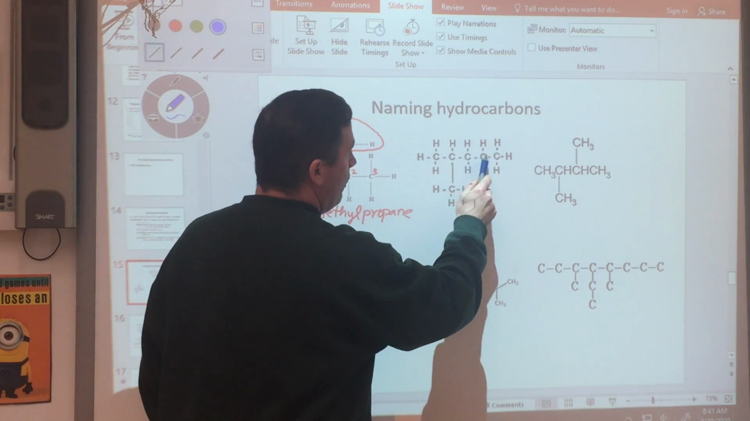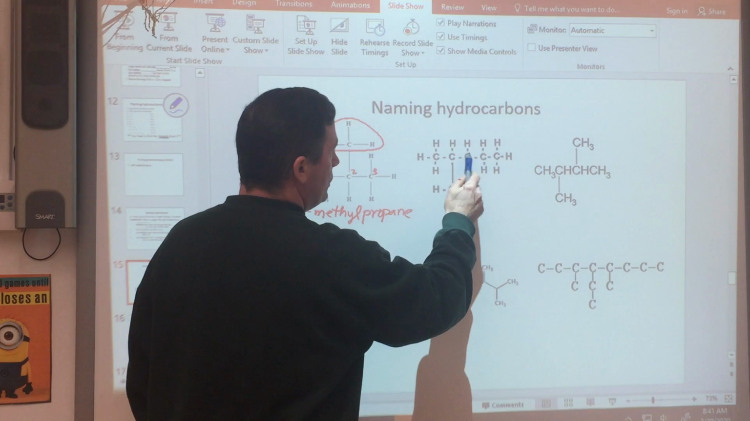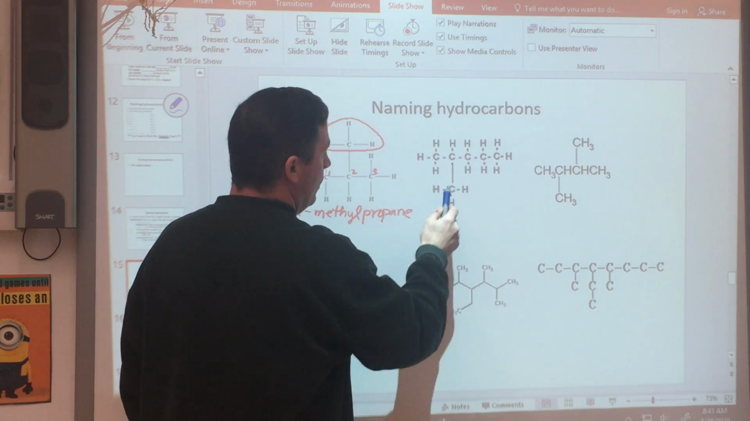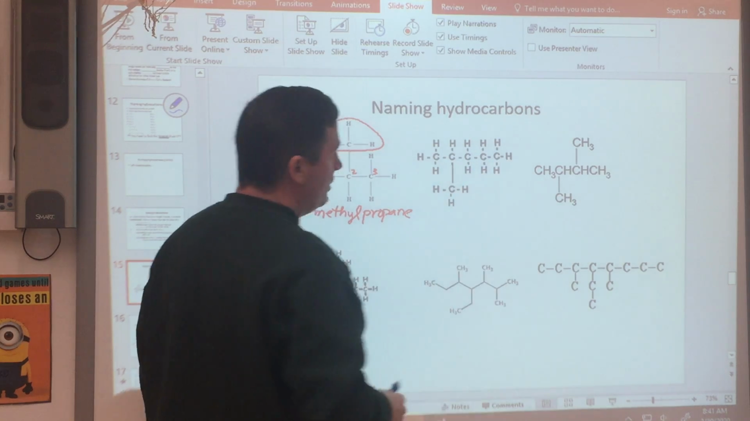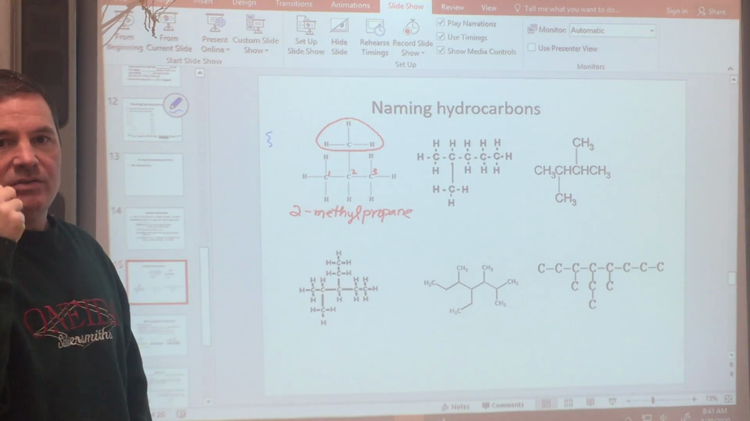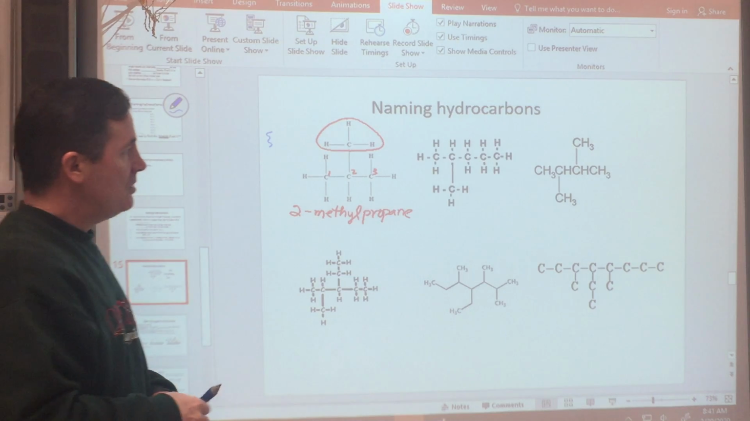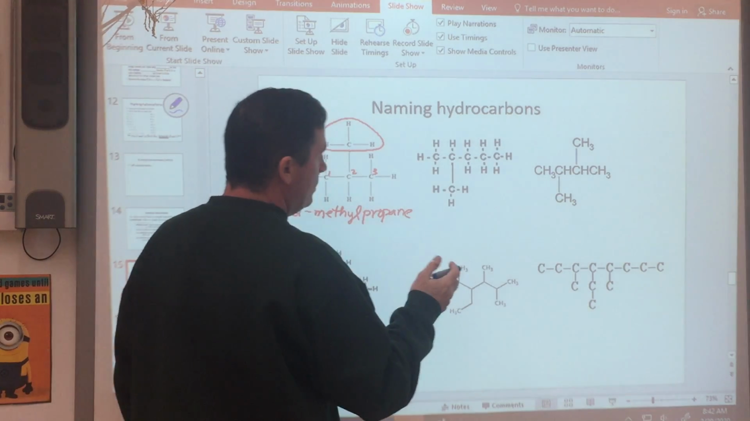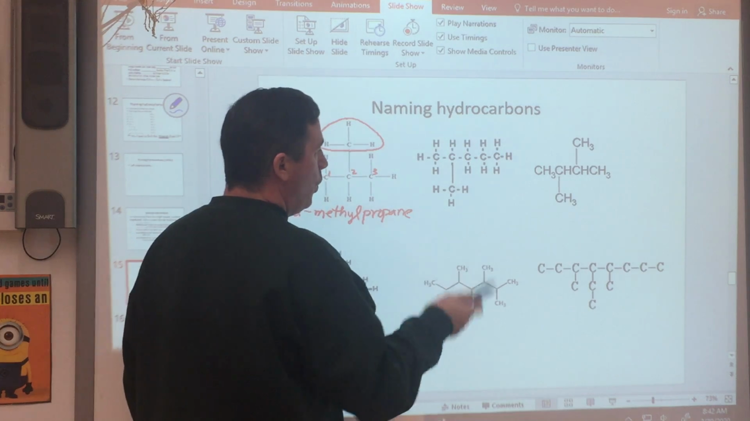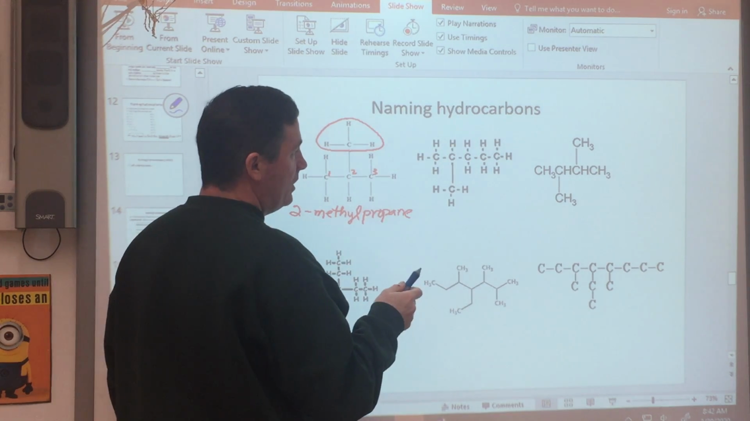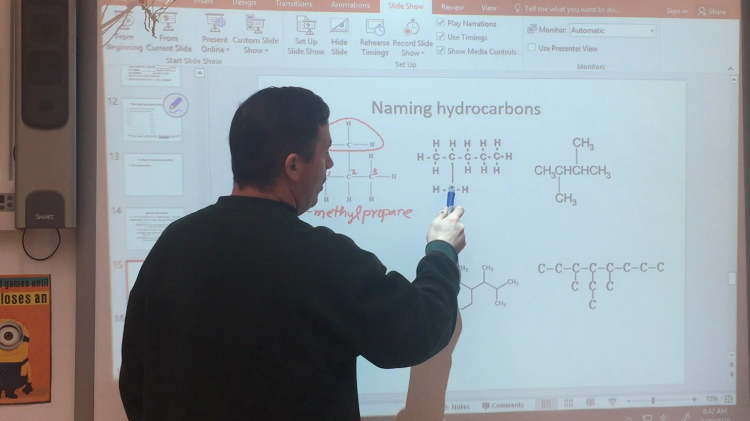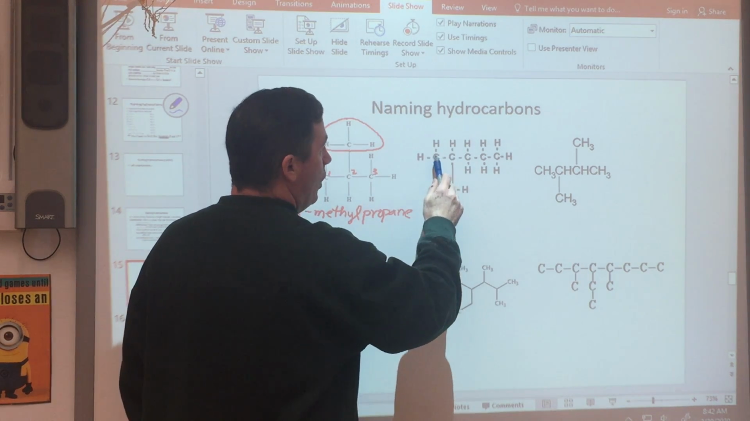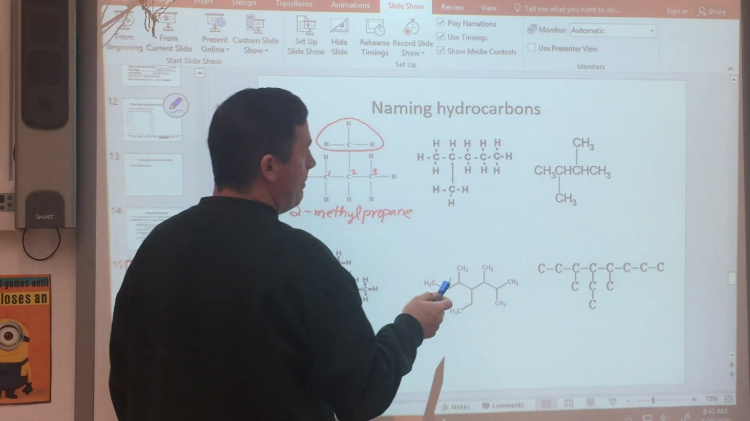1, 2, 3, 4, 5. My longest chain here is 5, so it's going to be a pentane of some sort. The next thing I do is figure out where the substituent is. So I can go here. This is the substituent. 1, 2, 3, 4, 5.